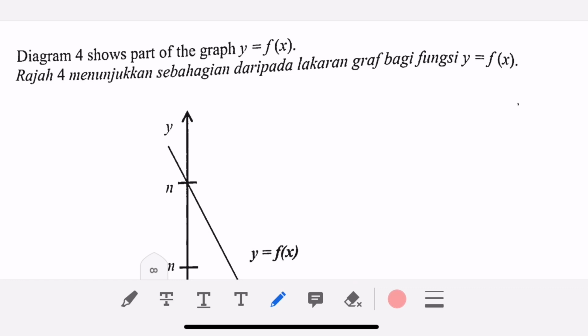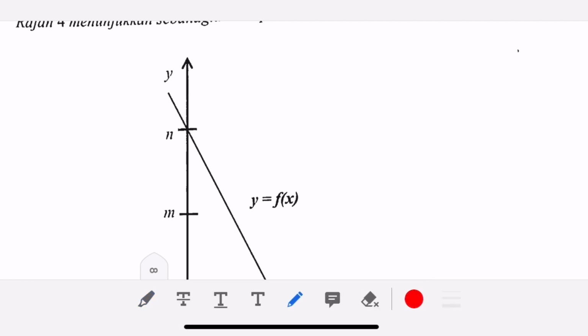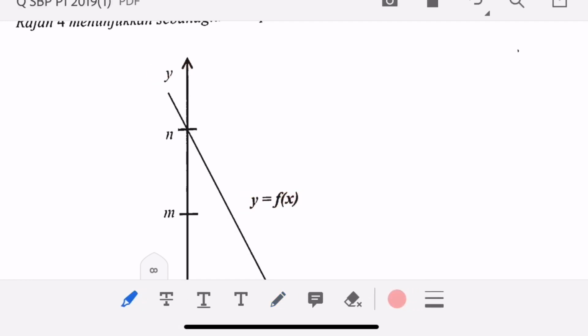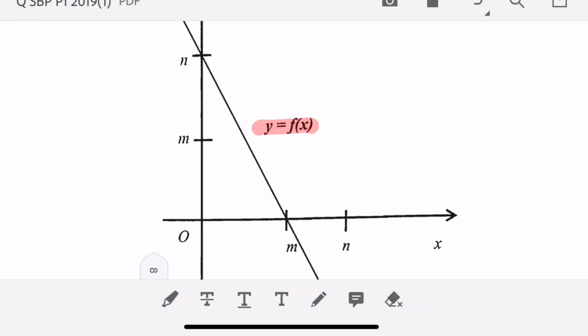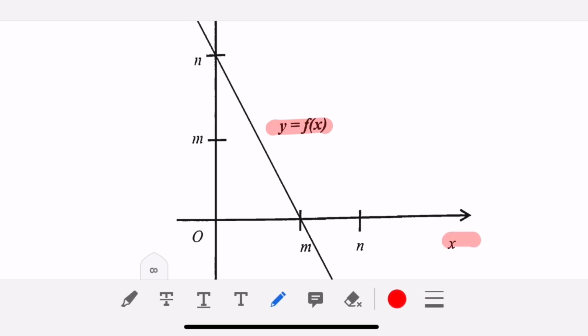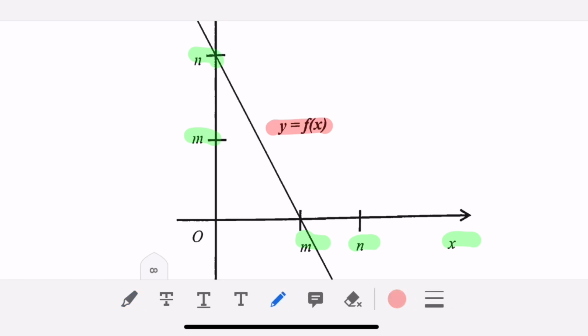Diagram 4 shows part of the graph y equal to f(x). f(x) means function. The function is given in terms of unknowns. So you just imagine that y is a straight line, for example 2x plus 1, something like that. And n is the y-intercept, and m is the x-intercept. You are also given two values, m and n, that you may use after this to sketch a graph. So we study the axes x and y.